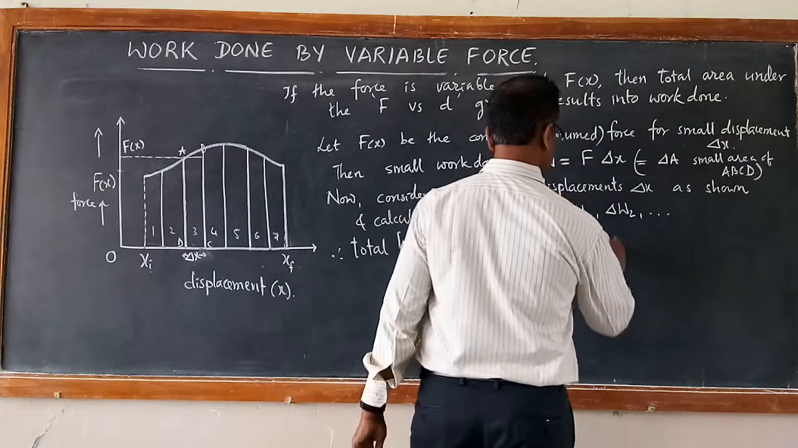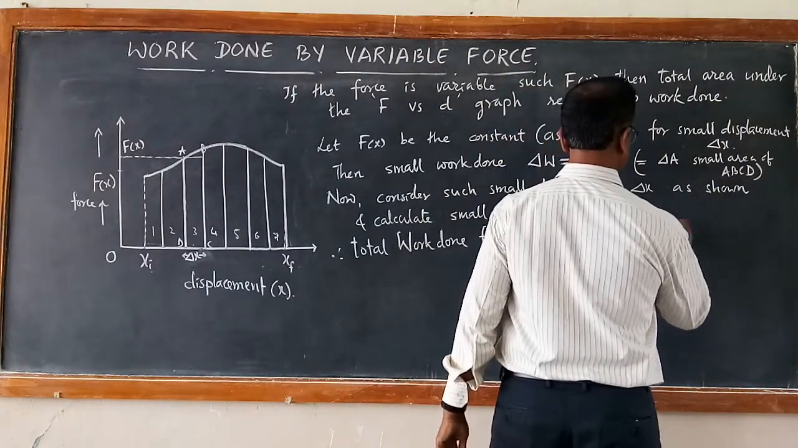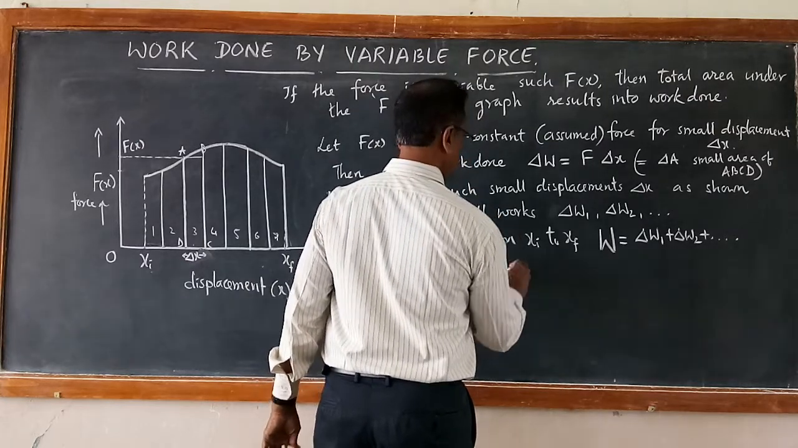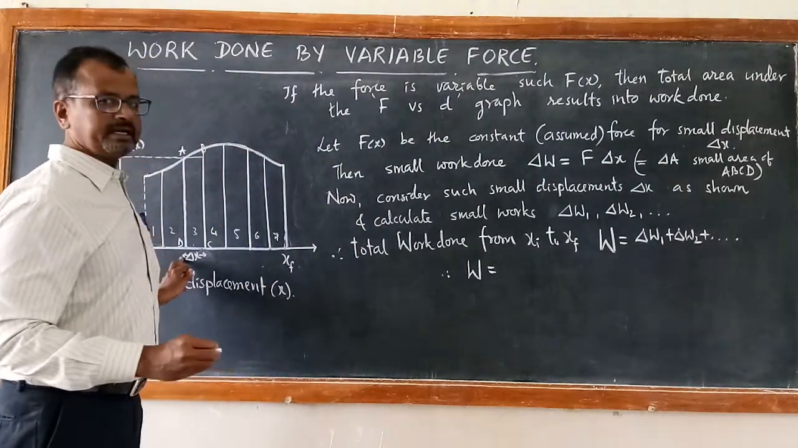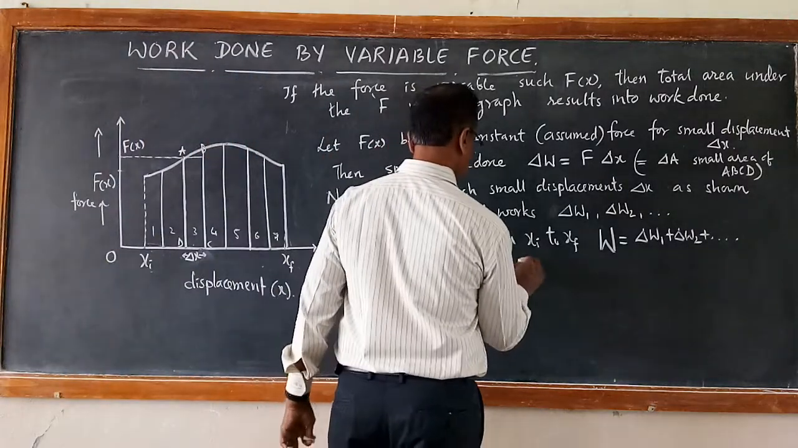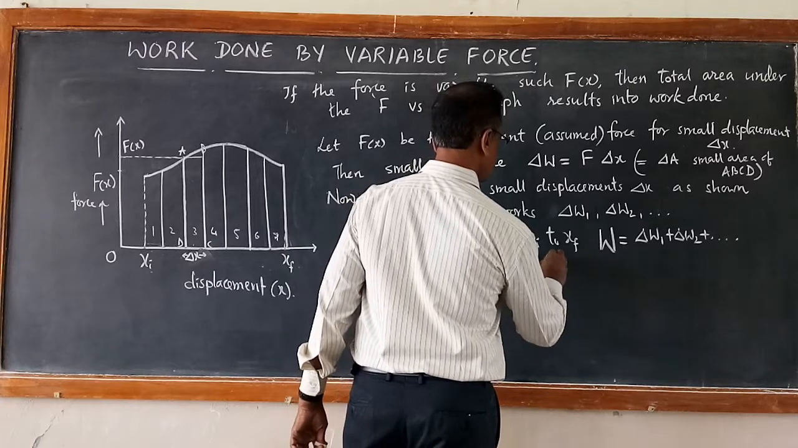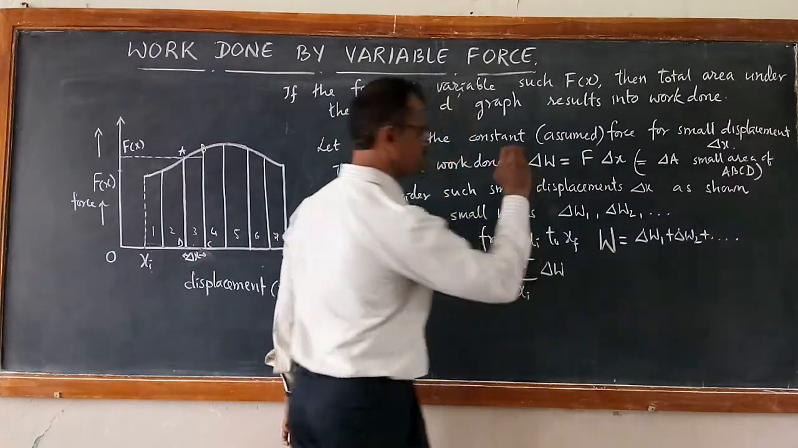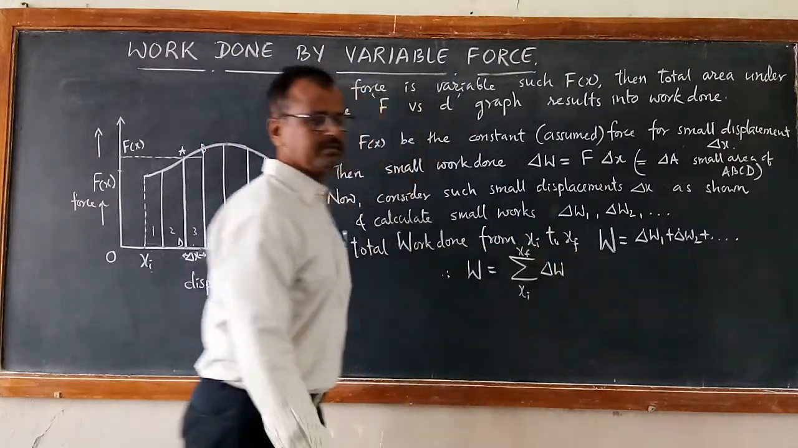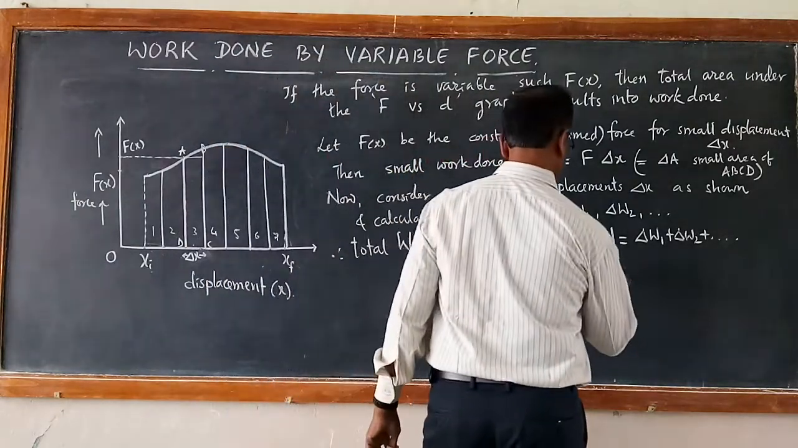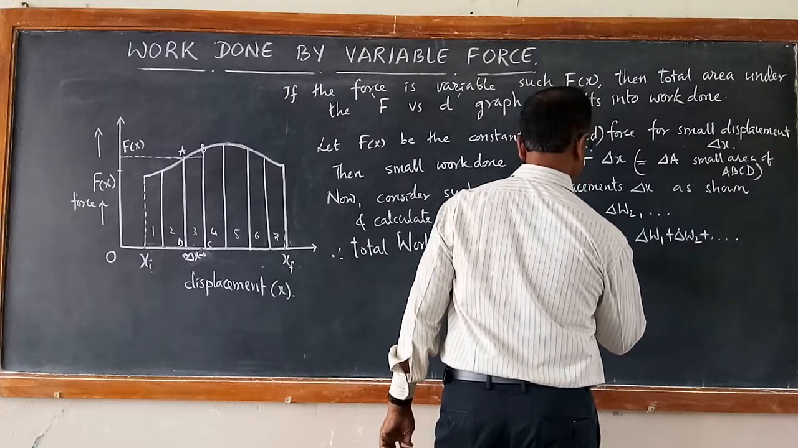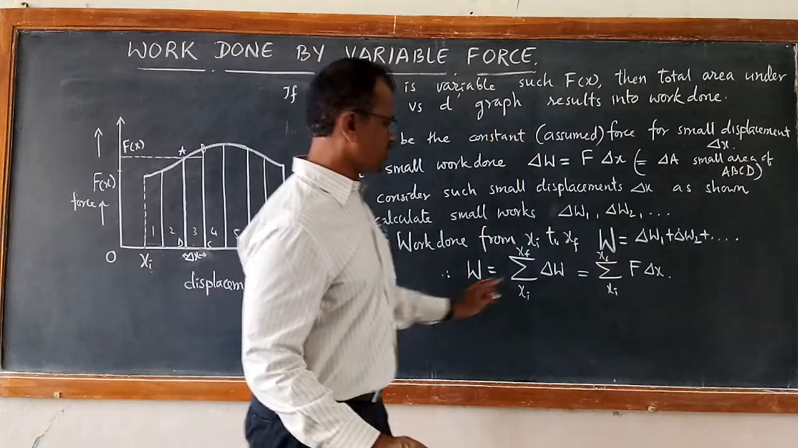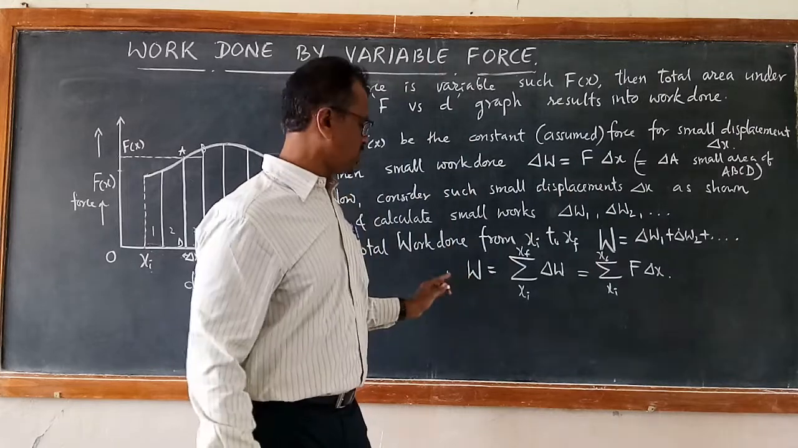Total work done can be calculated as W is equal to the sum of delta W1 plus delta W2 and so on. So this can be written as, if you call these F1 delta x, F2 delta x, F3 delta x and so on, the summation of all such delta W's, starting from xi to final position xf. So this gives us total work done. Finally I can write it as the sum from xi to xf of F delta x, because delta W is equal to F delta x. So the summation of all such products of force and small displacements gives you total work done.